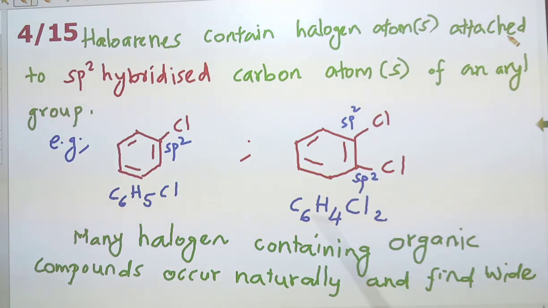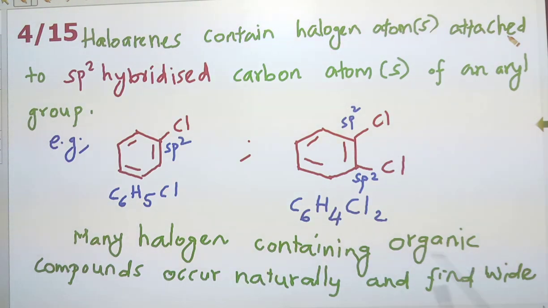Here also I have given two examples. One is chlorobenzene, another is 1,2-dichlorobenzene. Here the halogen atom chlorine is directly attached to sp2 hybridized carbon. Here also two halogen atoms are attached to sp2 hybridized carbon. We know that the benzene ring contains each sp2 hybridized carbon.